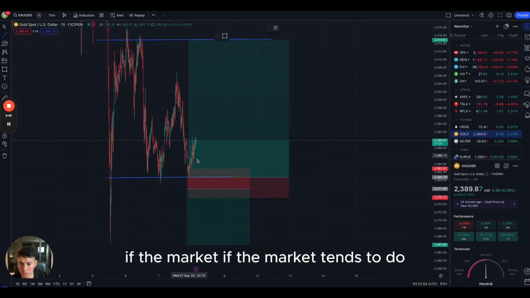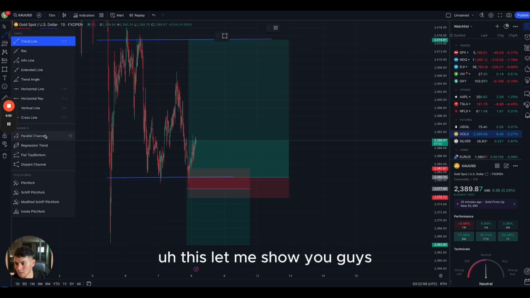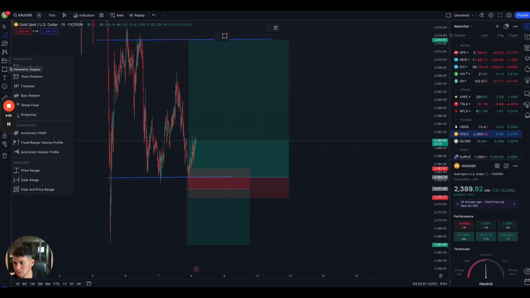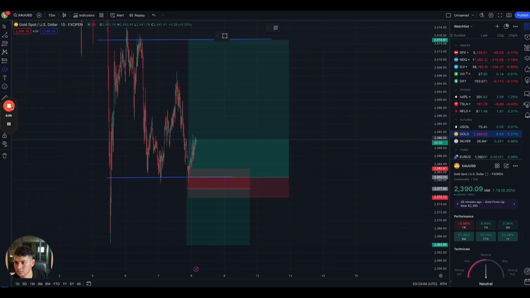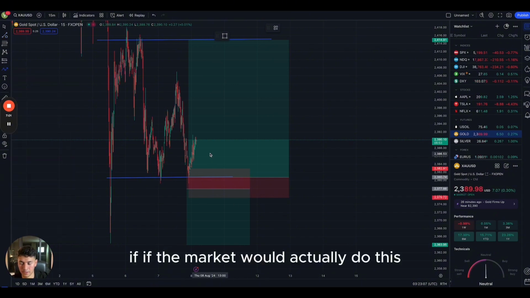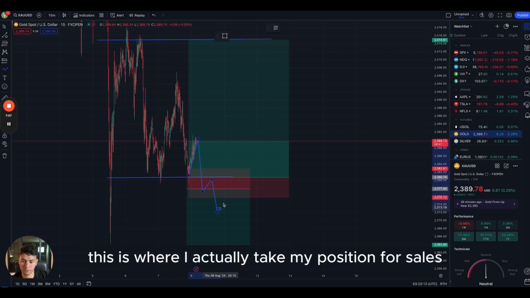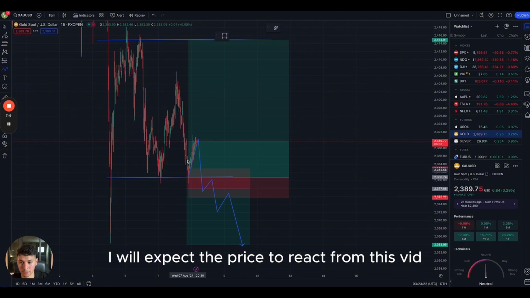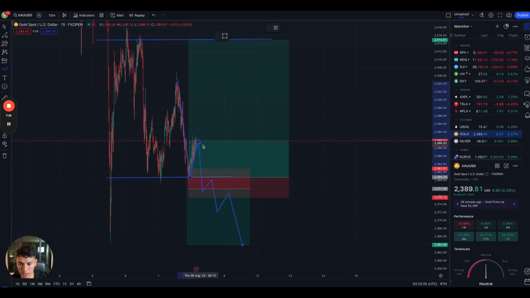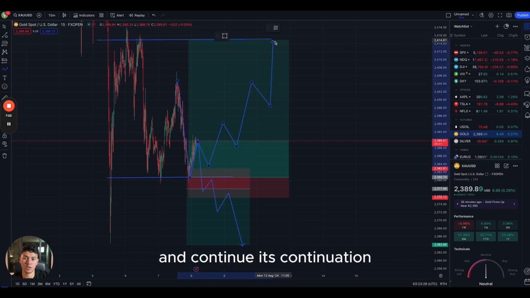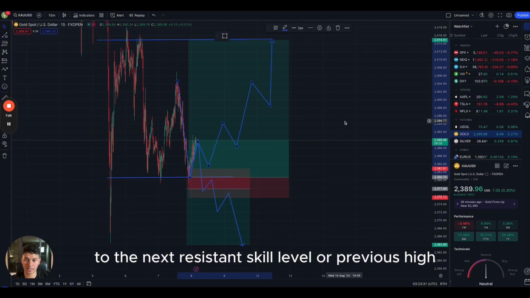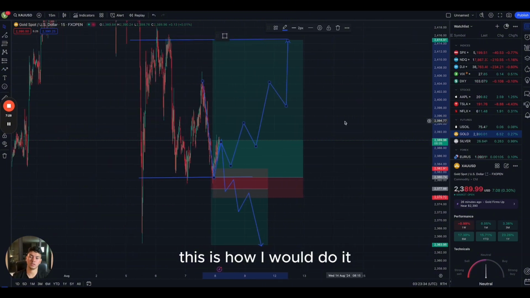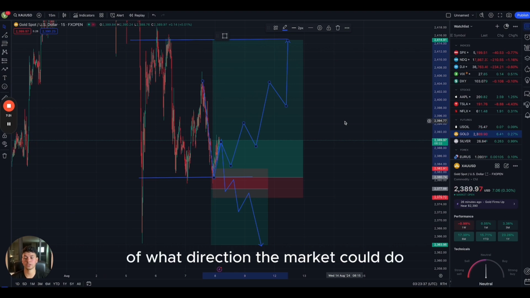If the market tends to do this, let me show you guys. If the market would actually do this, then this is where I actually take my position for sales. And if the market would show me a bullish bias, I would expect the price to react from this fib and continue its continuation to the next resistance key level or previous high. This is how I would do it if I had no clue of what direction the market could do for a certain day.